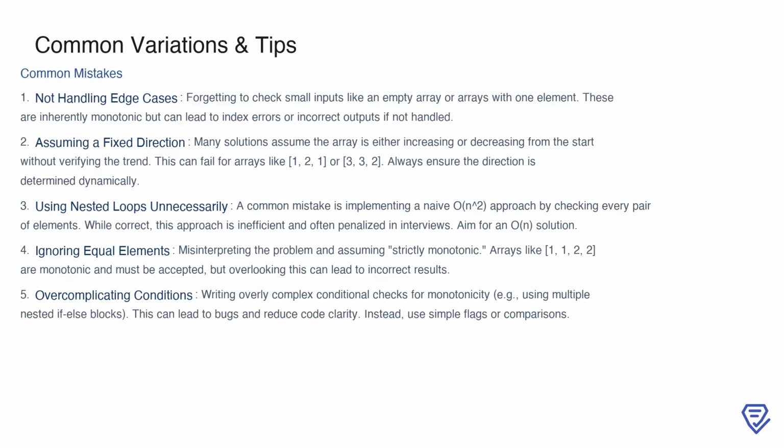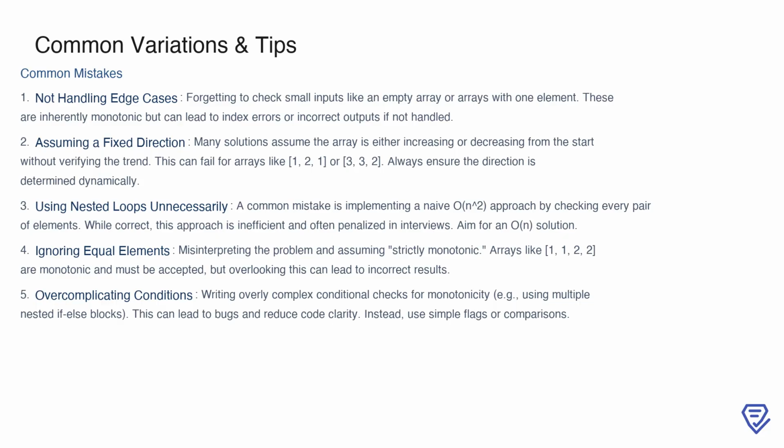When working on the monotonic array problem, it's important to be aware of some common mistakes that can trip you up. One of the most frequent issues is not handling edge cases properly. For example, arrays that are empty or contain just one element are inherently monotonic, yet neglecting to account for them can lead to unexpected errors, such as out-of-bounds indexing or incorrect outputs.